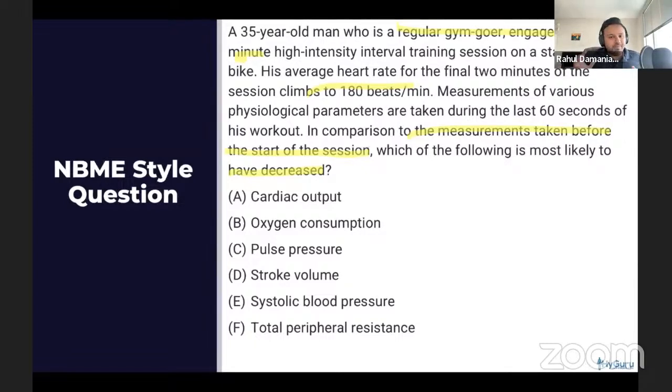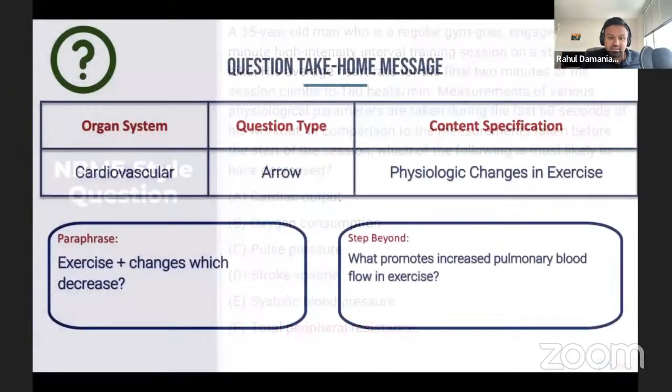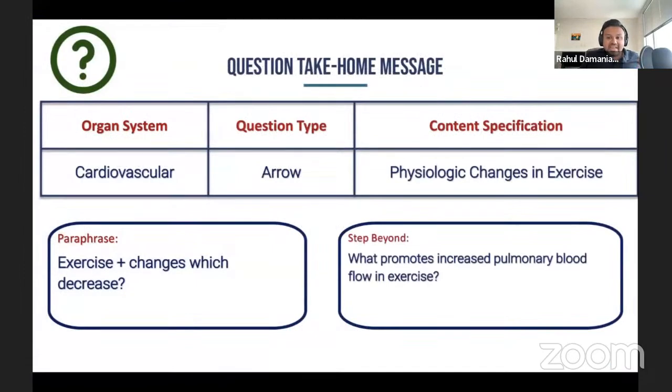So this question is testing you on exercise. And remember that whenever you're exercising, all of answer choices A through E increase. What you want is a low total peripheral resistance so that blood can flow to your muscles while you are exercising. Recall that in exercise, along with the increase in heart rate, the increase in contractility and increase in cardiac output, you are also going to get increased pulmonary blood flow.